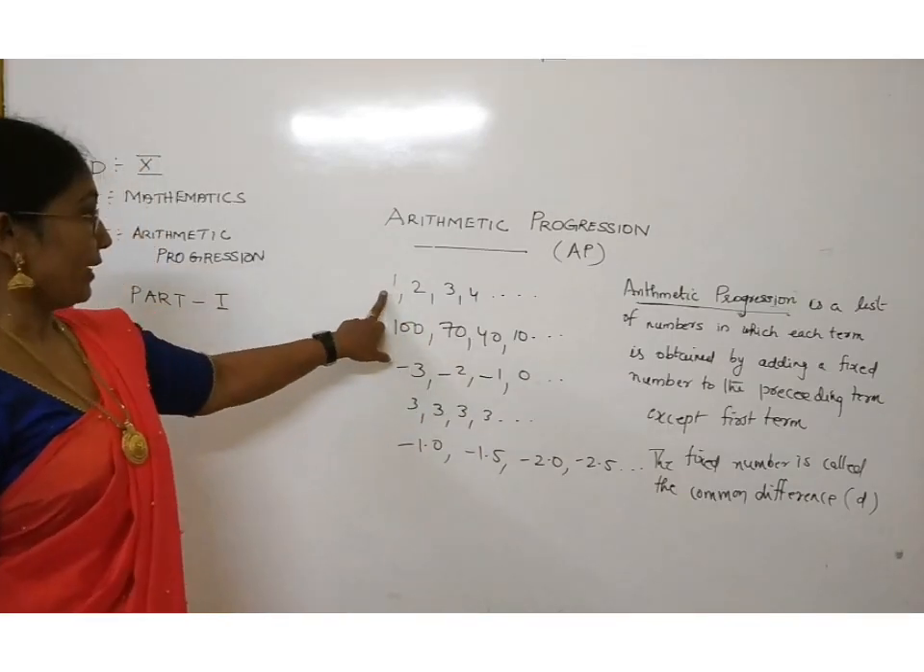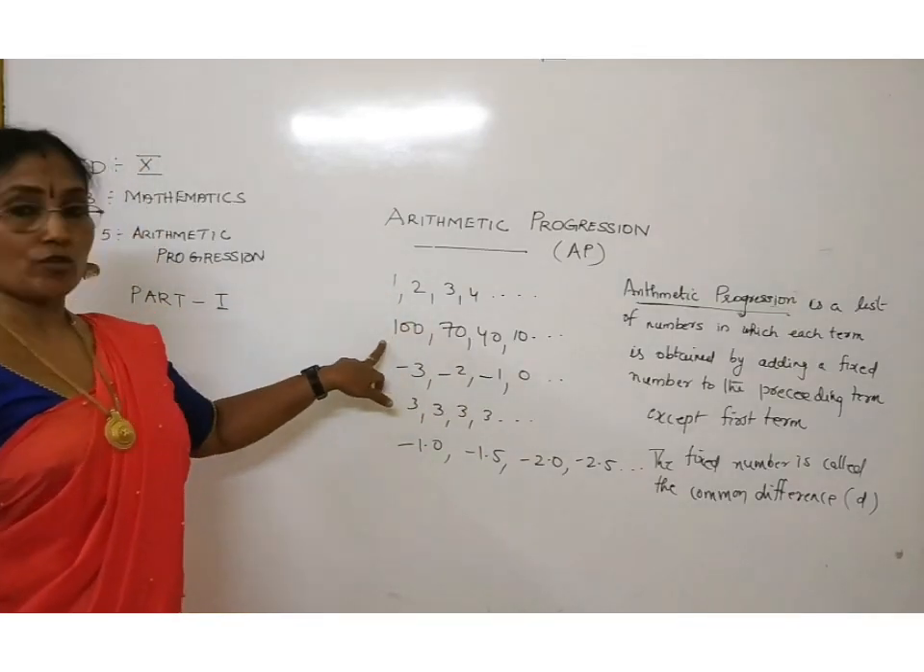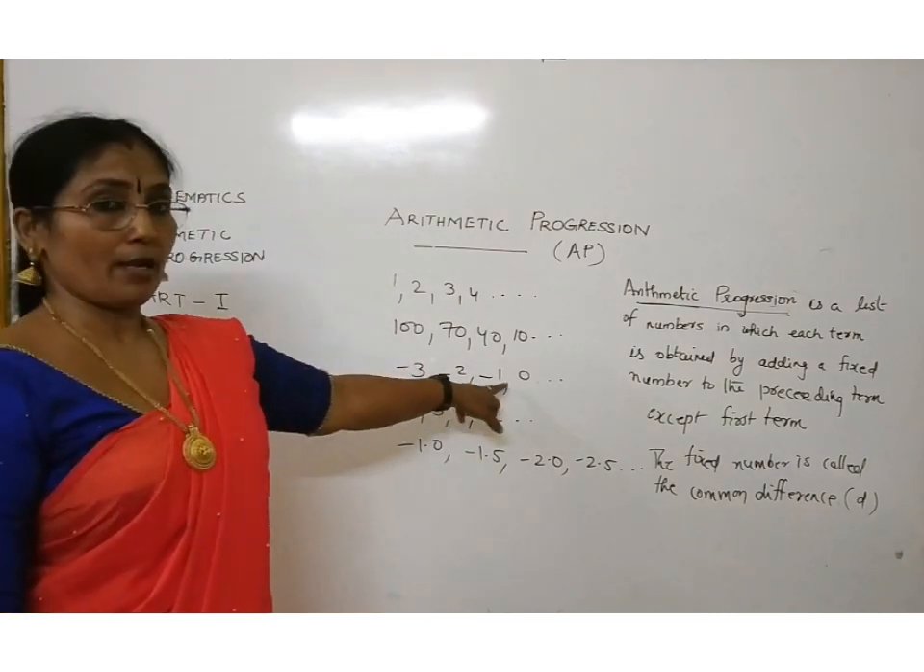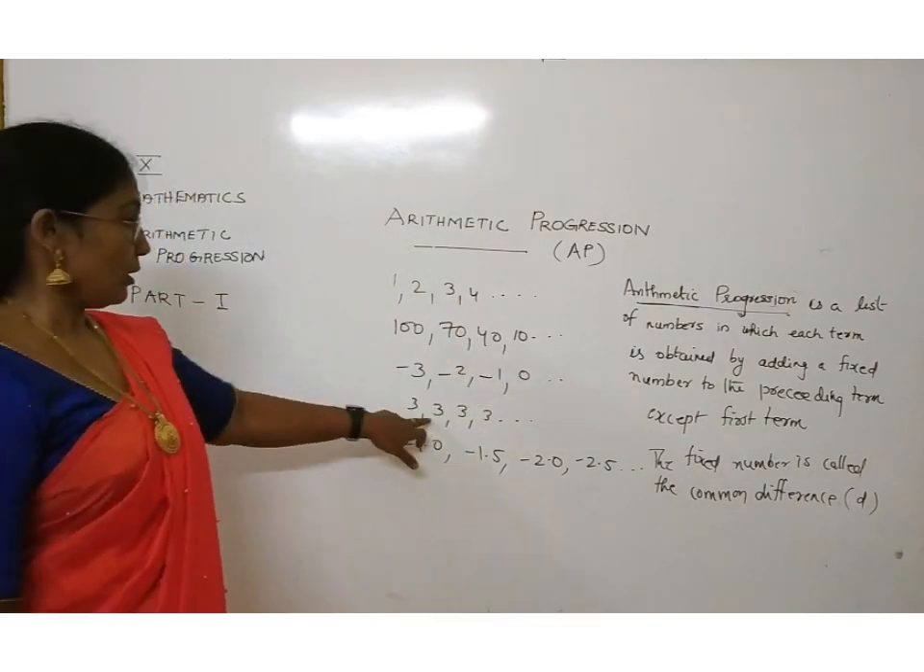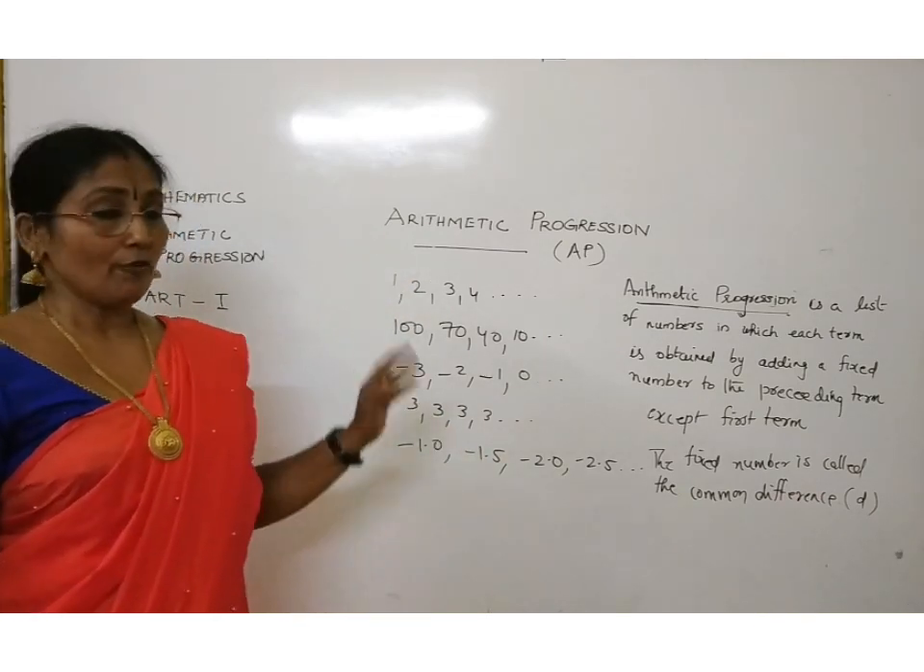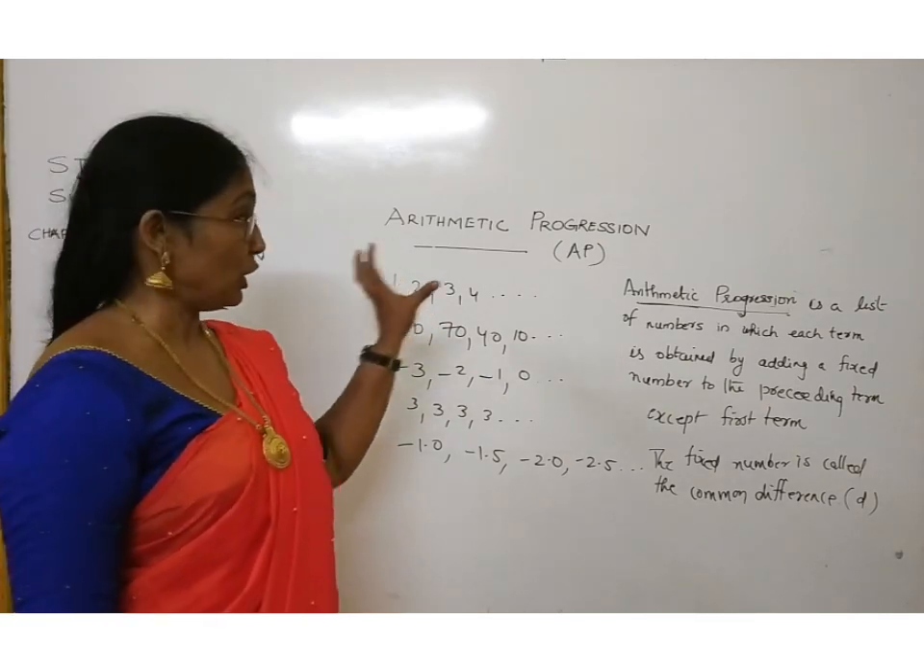Now look at some of the examples here. 1, 2, 3, 4, etc. 100, 70, 40, 10, etc. Minus 3, minus 2, minus 1, 0, etc. 3, 3, 3, etc. These all are series. These are patterns of numbers which follow a certain sequence.